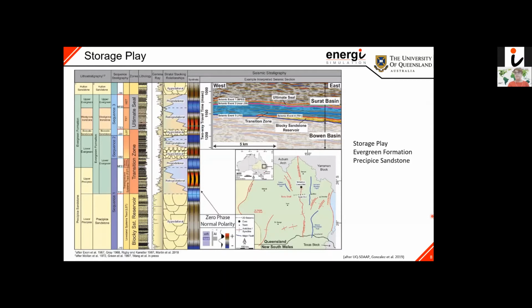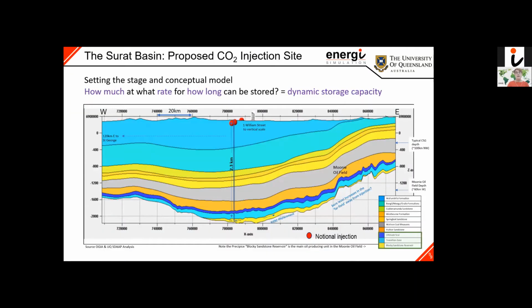Now, this is what it looks like in a simplified cross-section. That's about 300 kilometers in the east-west direction. And here we see the blocky sandstone in yellow, a turquoise transition zone, and a dark blue ultimate seal.